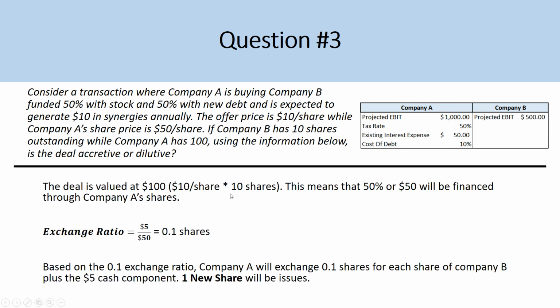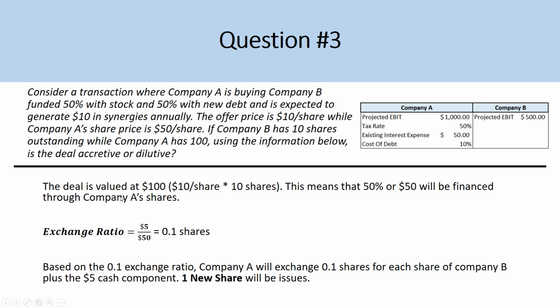And so we have that right over here. So the deal is valued at 100, 10 times 10. This means that 50%, or $50, will be financed through Company A's shares. So 0.1 shares is issued for every shareholder in the target company. So based on the 0.1 exchange ratio, Company A will exchange 0.1 shares for each share of Company B, plus the $5 cash component. So one new share will be issued.